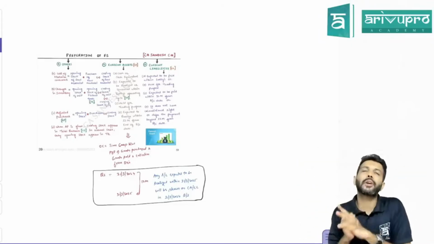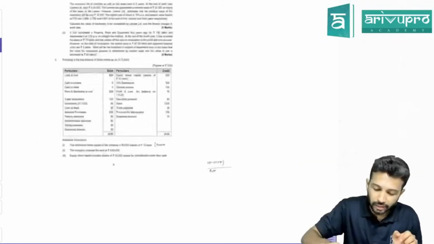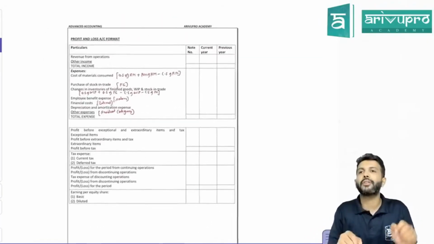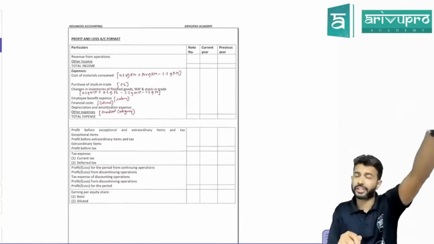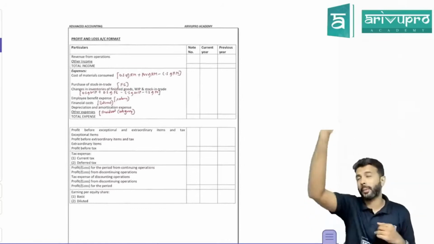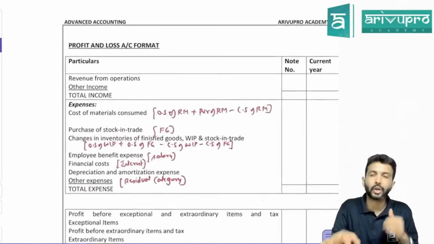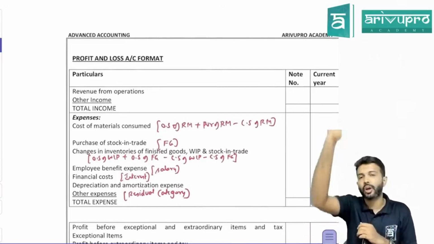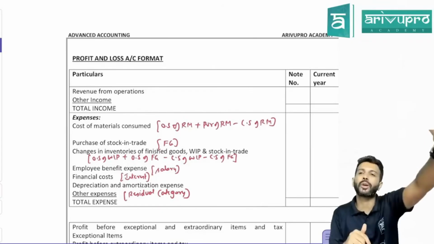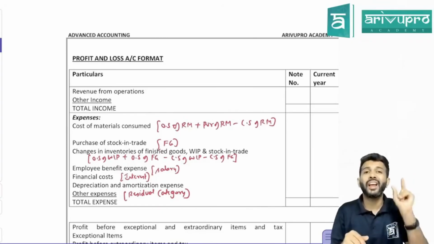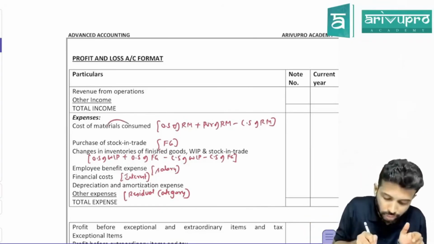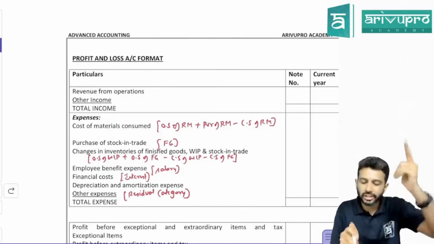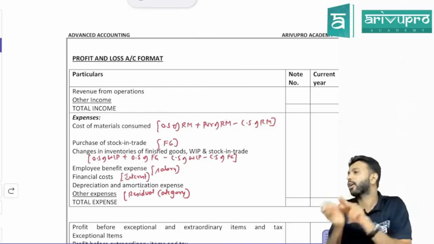And then what is the P&L format? Revenue from operations, then other income. If you total revenue from operations and other income, you will get the total income. Then you will put up all the expenses. Give the heading as expenses and call out all of them. First expense is cost of material consumed. How do you get cost of material consumed? It is nothing but opening stock plus purchase of raw material minus closing stock of raw material.